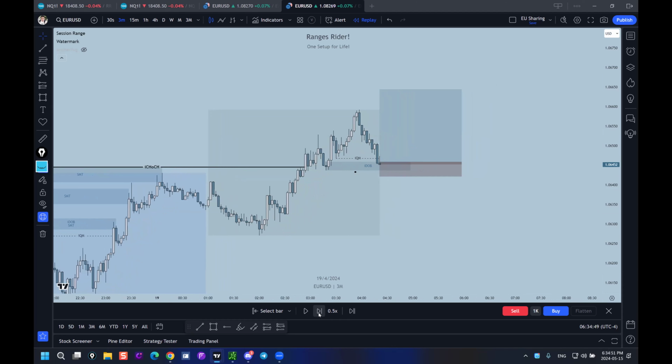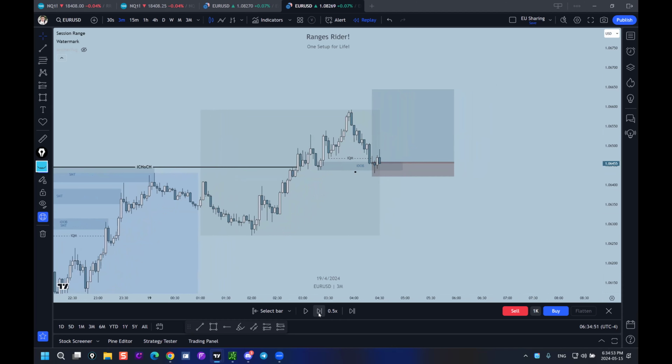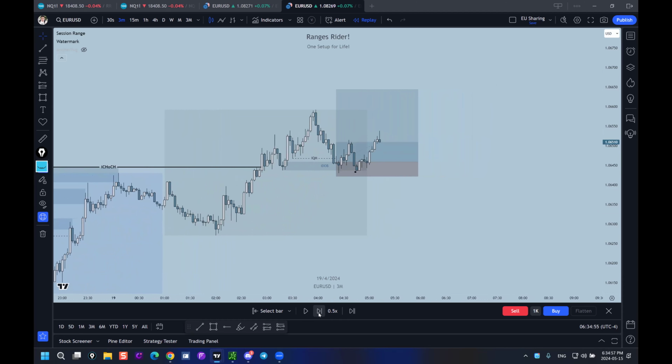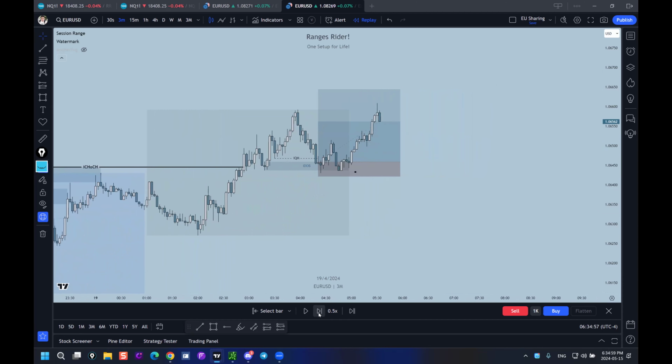And then what? Oh, you see, it swept and looks like it was going to take our stop loss, but luckily not. So that's why, if you ask me how, I don't know.